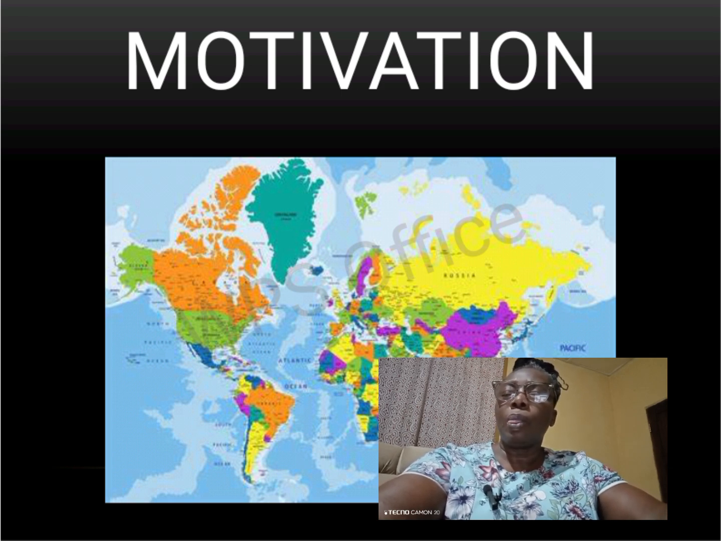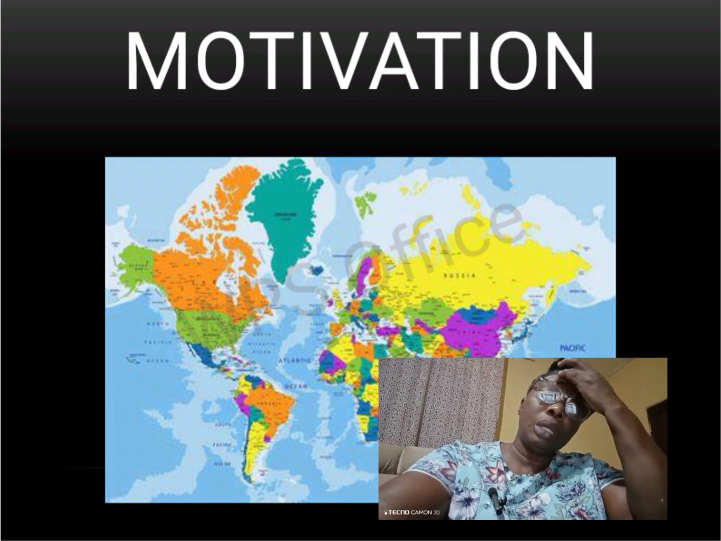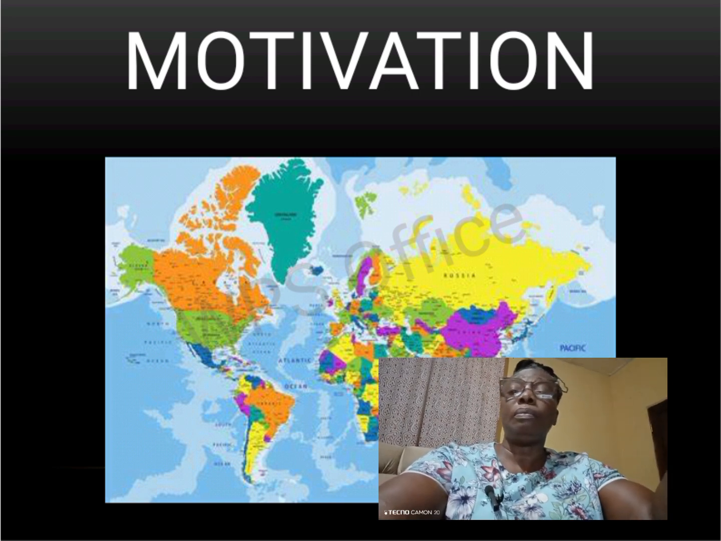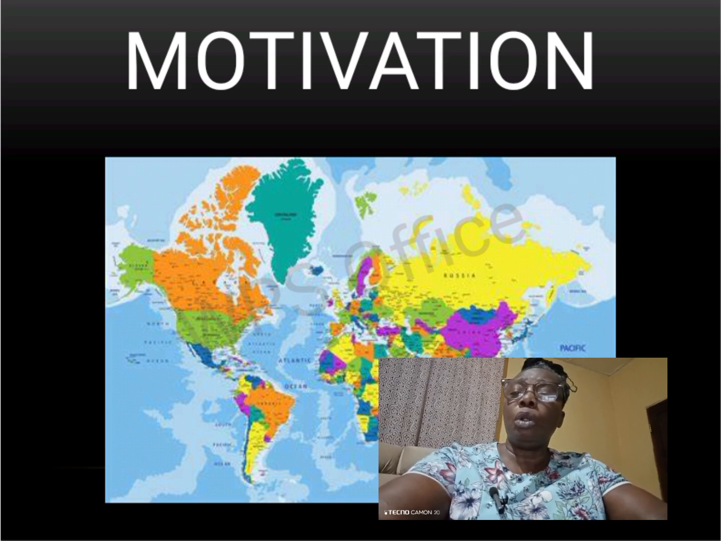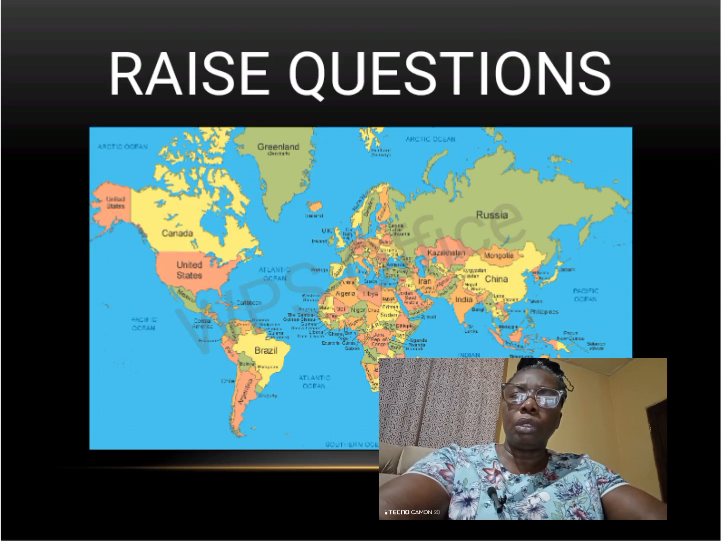So we have a map of the world as motivation, and the map of the world shows various things. We can use this map of the world in various ways. For instance, if we look at our map of the world, we can see that Africa is clustered, the southern part of Europe is clustered, the middle belt is clustered. So we can use that as an example to raise questions.